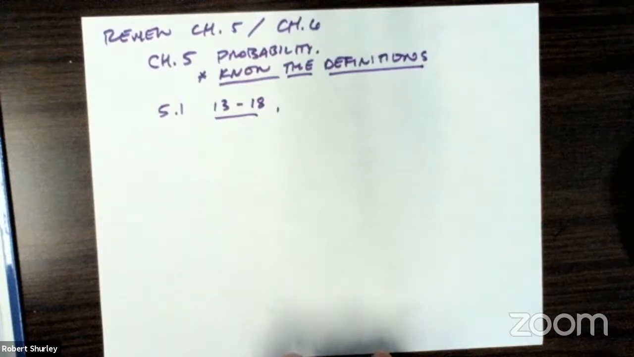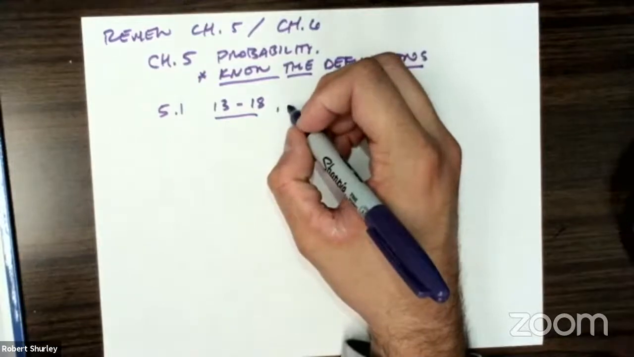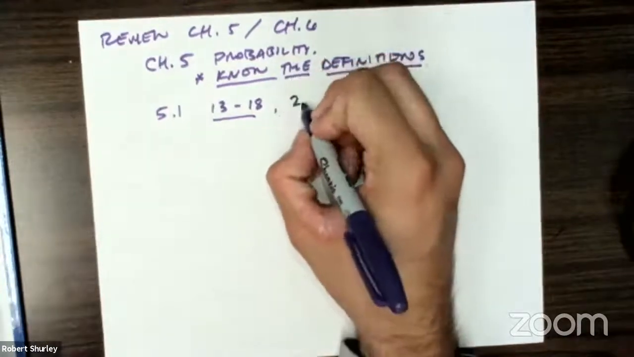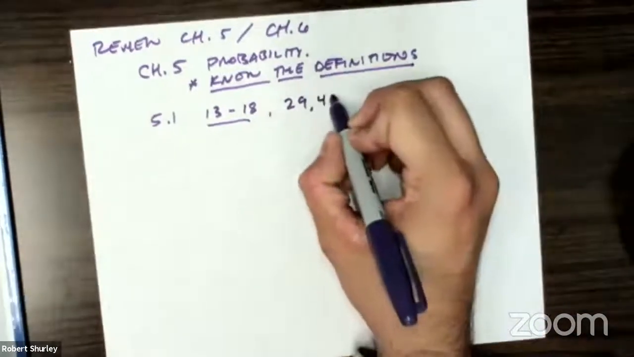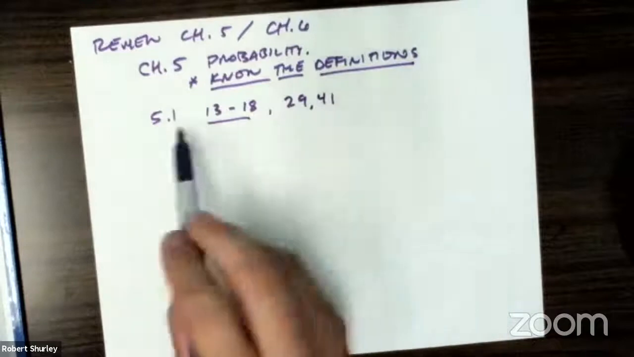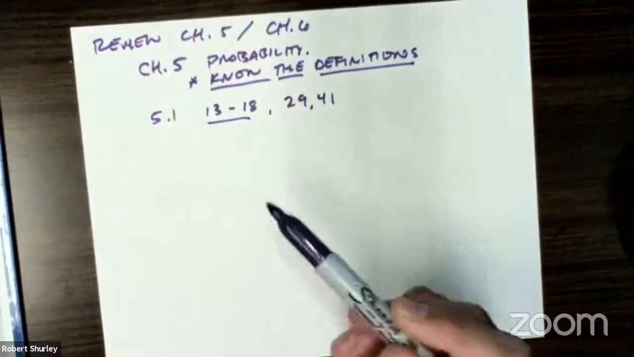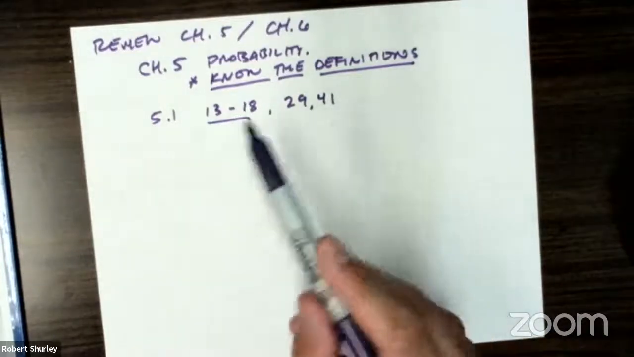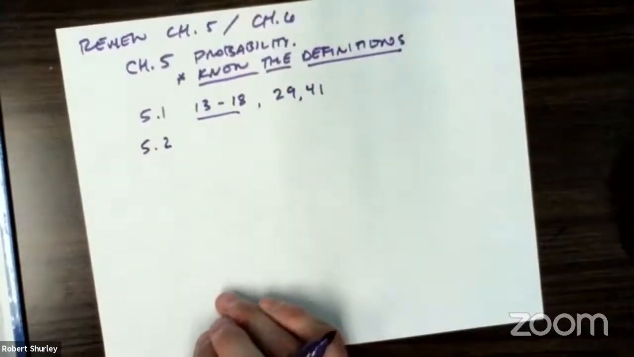Something basic but real world, like 29 and like 41, something like that. So for 5.1, I would know how to do those. And look, if you've done the homework as you've gone along, this stuff will be real basic. It was laying the groundwork for the stuff at the beginning of the chapter.